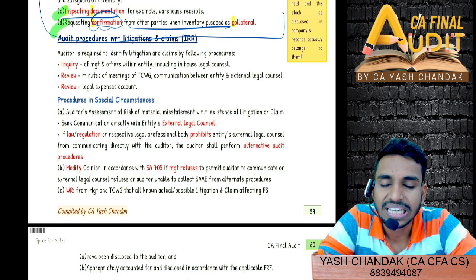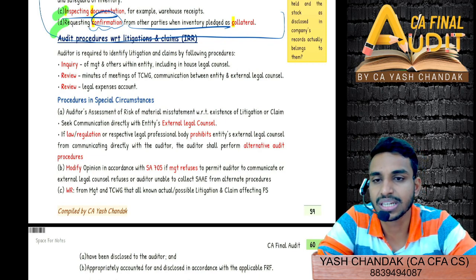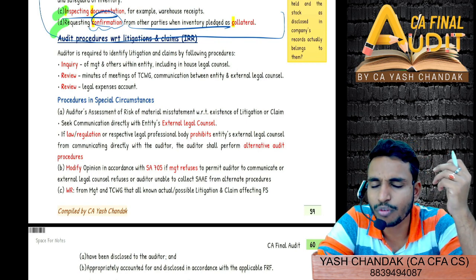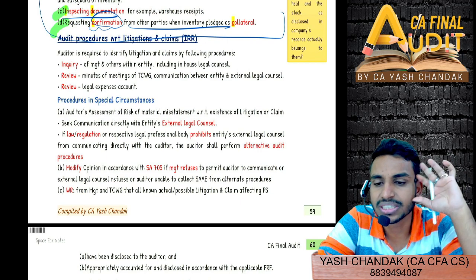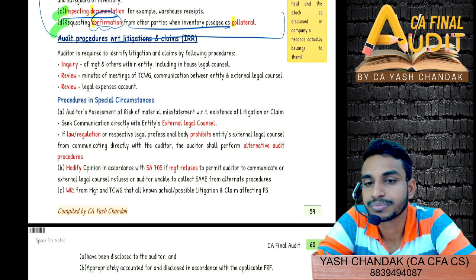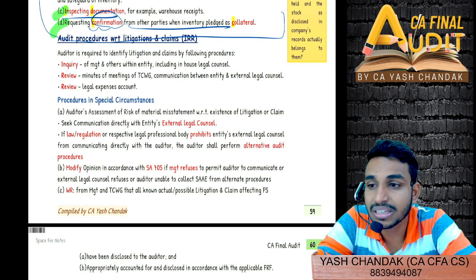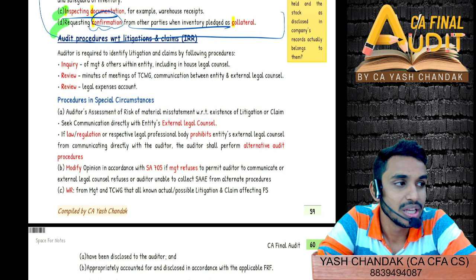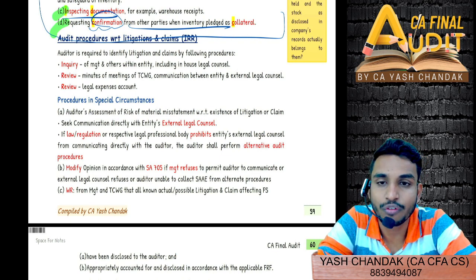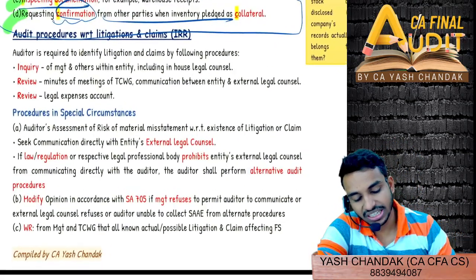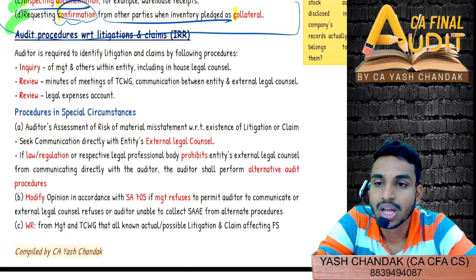The first one being litigation and claims. Any point that you can come out with on how you are going to perform your audit procedure with respect to litigation and claims? Just think. Litigation and claims, are you sure that the result will be the same as whatever you thought?